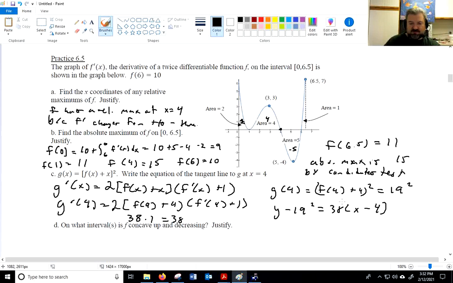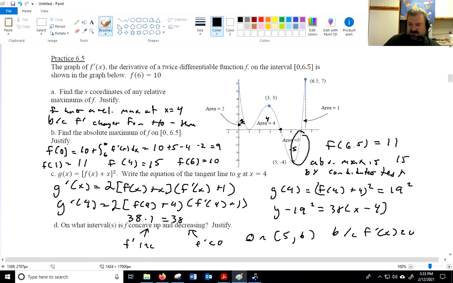Part D, on what interval is f concave up and decreasing? So if f is concave up, that means f prime is increasing. That's what that means. f prime increasing. Because that's all we have is a graph of f prime, so we need it in terms of that. What does it mean for f to be decreasing? Well, that means that f prime is negative. So where are we negative and increasing? Over here. So on 5 to 6, because f prime of x is less than 0 and increasing on 5 to 6.